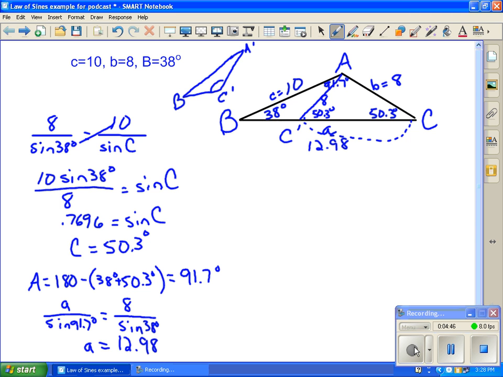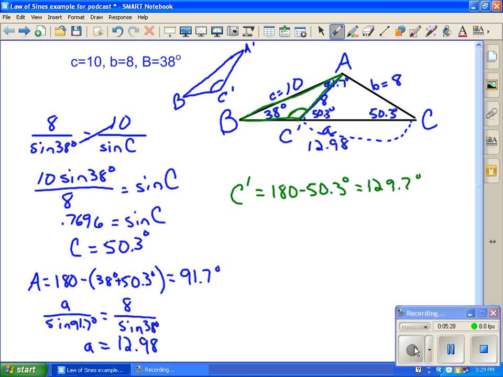So I'm going to switch my colors here so you keep track of which triangle is which. So C prime is going to be 180 minus that 50.3 degrees, which is 129.7 degrees. Okay, we're talking this small triangle here. You always are going to subtract the first angle you get from 180 to get this new obtuse angle. In this case, it's C prime.